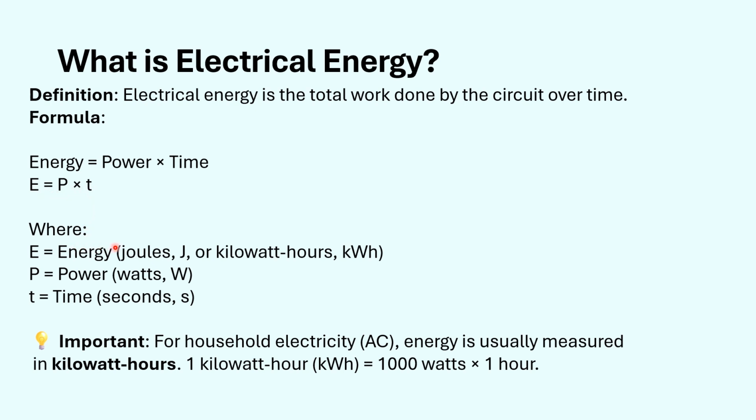Energy is in units of joules or in kilowatt hours. Kilowatt hours would be typically what you would use for home-related measurements. Power is measured in watts, and then the time is measured in seconds. And so for household electricity, which is alternating current, energy is usually measured in kilowatt hours, and 1 kilowatt hour is equal to 1,000 watts for 1 hour.